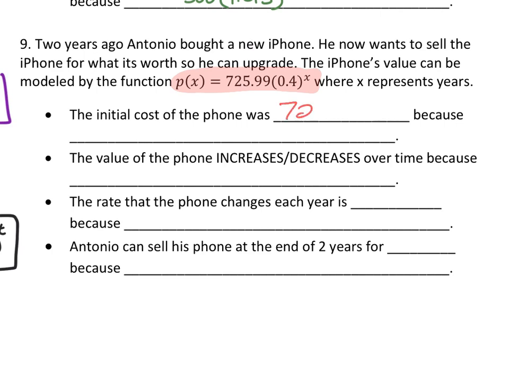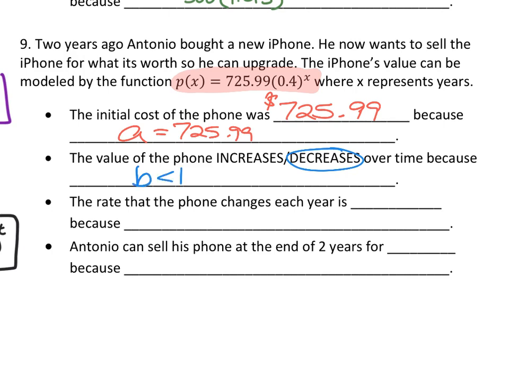$725.99, because A is equal to 725.99. Very good. Is the phone going to increase or decrease in value? Decrease, because we know that when you try to sell back your technology, you can never sell it back for as much. Technology decreases over time. Also, because B is less than 1.